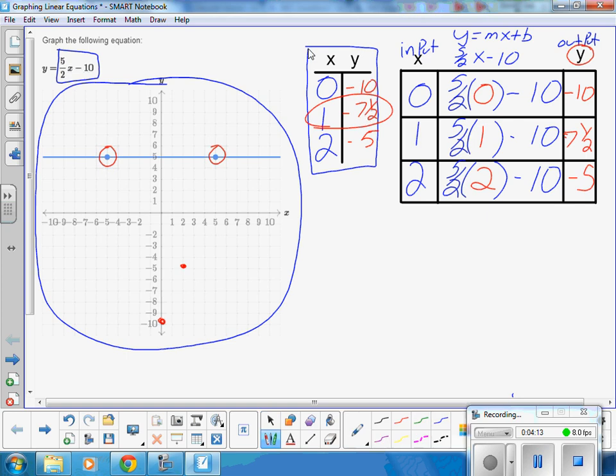You would move these points. It doesn't matter which point you put where, but you would move those 2 points down to those dots. And that would give you the graph of the line, and the graph of the line would be something of this nature here. All right, so let's look at the next problem.